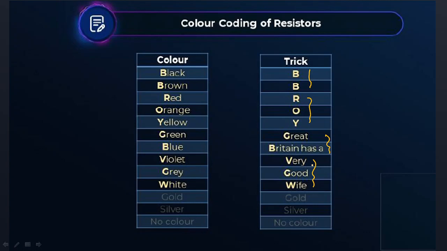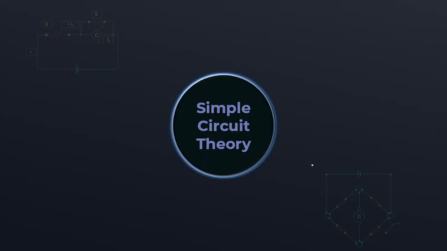In a laboratory, they will give you resistors and ask you to find the value of resistance. How much is the resistance of this resistor? We can use this. Okay. So now let us move forward. Let us see simple circuit theory.